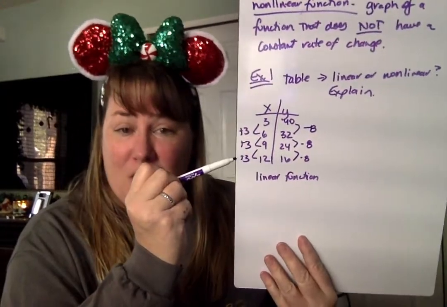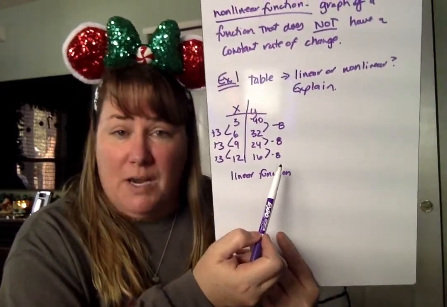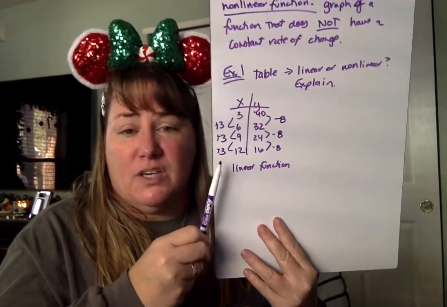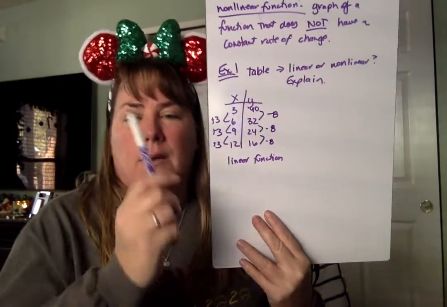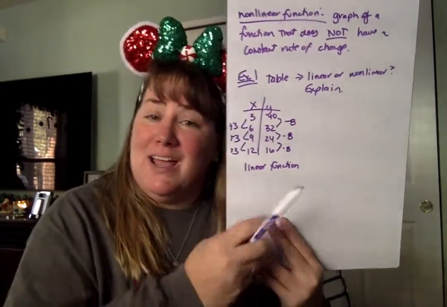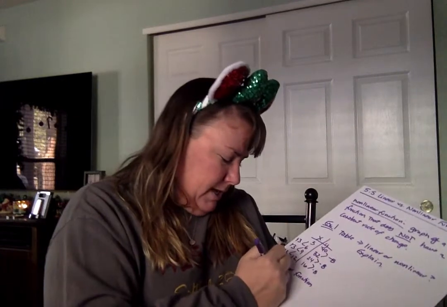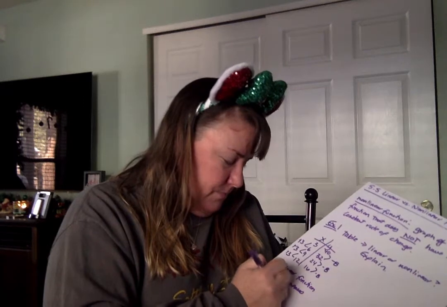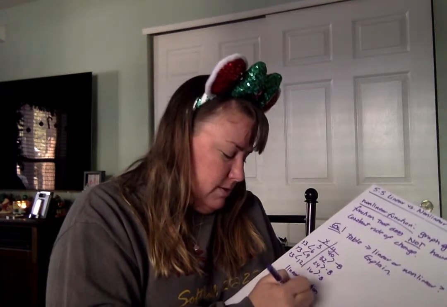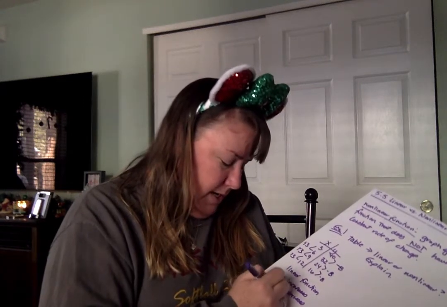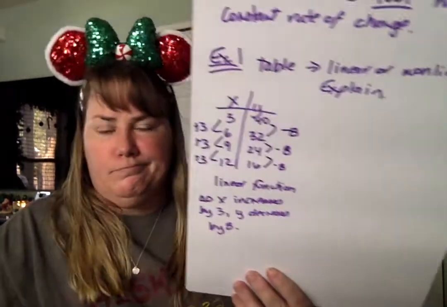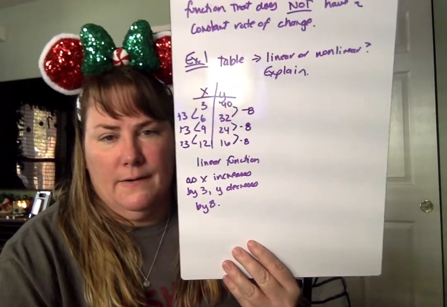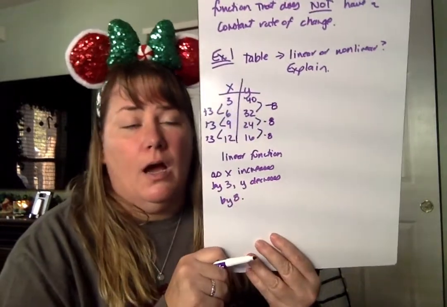As x increases by 3, y decreases by 8, so rate of change is constant. You could say it's a linear function because the rate of change is constant. But I want you to get specific, so I want you to talk about how x and y change. So as x increases by 3, y decreases by 8. You could say, so rate of change is constant. Okay? And you do the same thing every table you get.